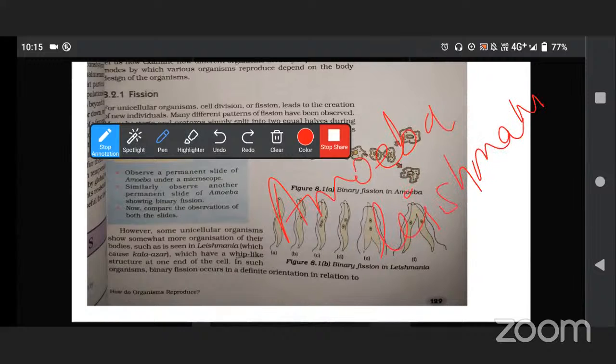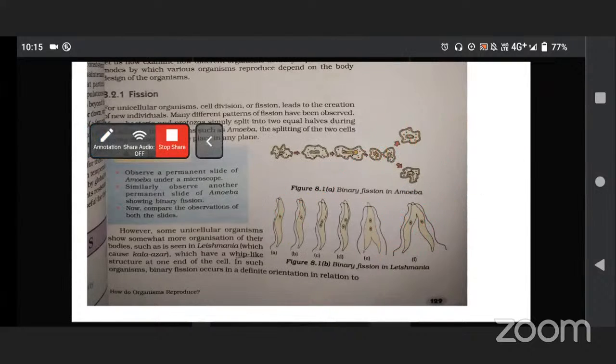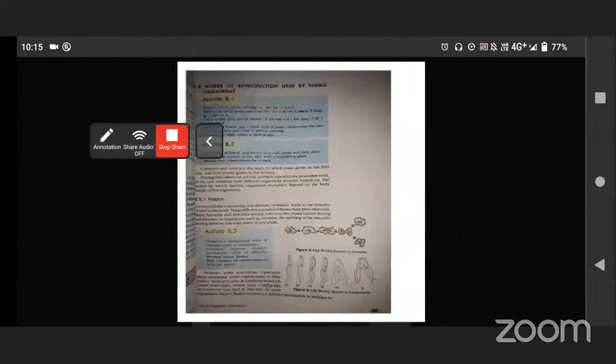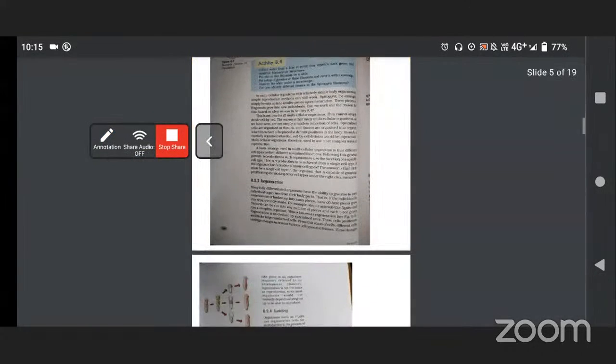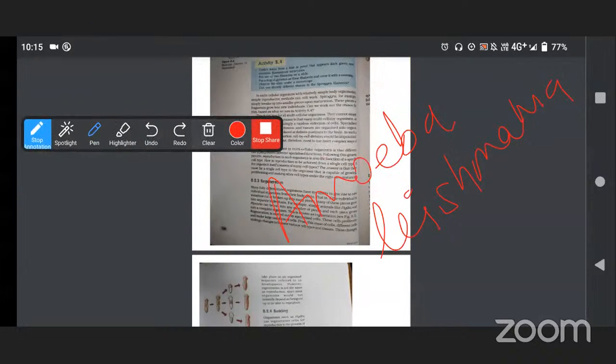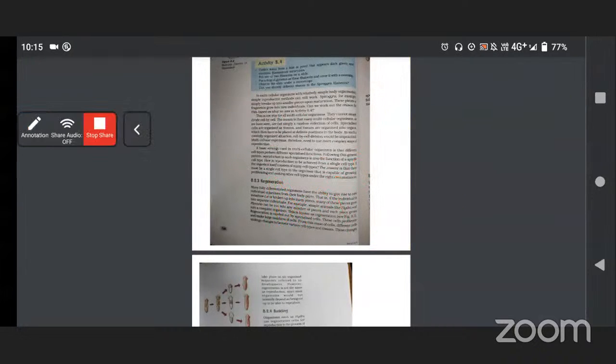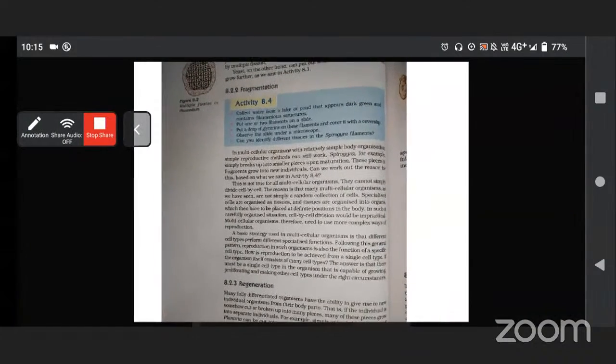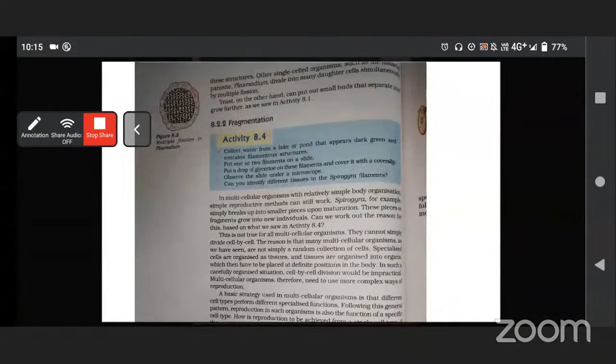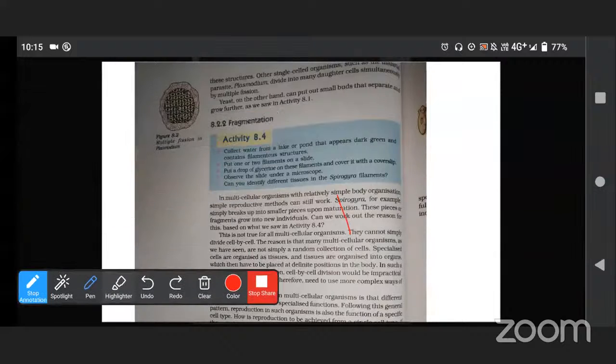And Leishmania causes which type of disease? Can anyone tell? Asrar, you tell. Kala-Azar. Yes, Kala-Azar. It is a type of fever.